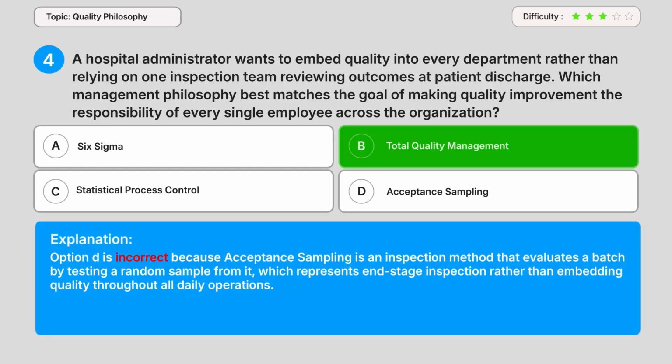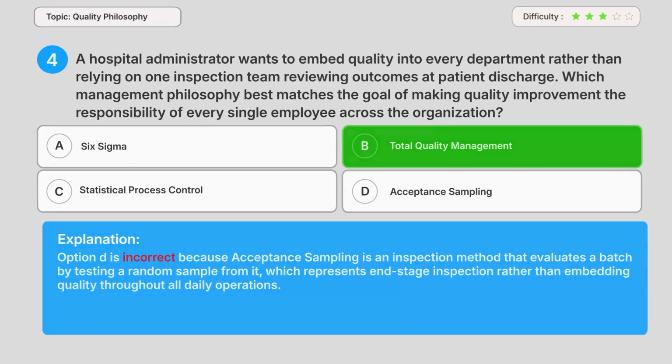Option D is incorrect because acceptance sampling is an inspection method that evaluates a batch by testing a random sample from it, which represents end-stage inspection rather than embedding quality throughout all daily operations.